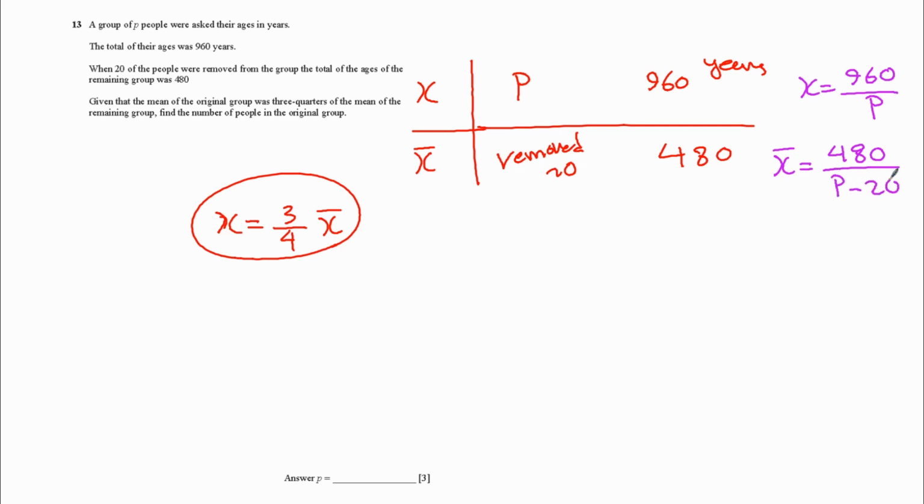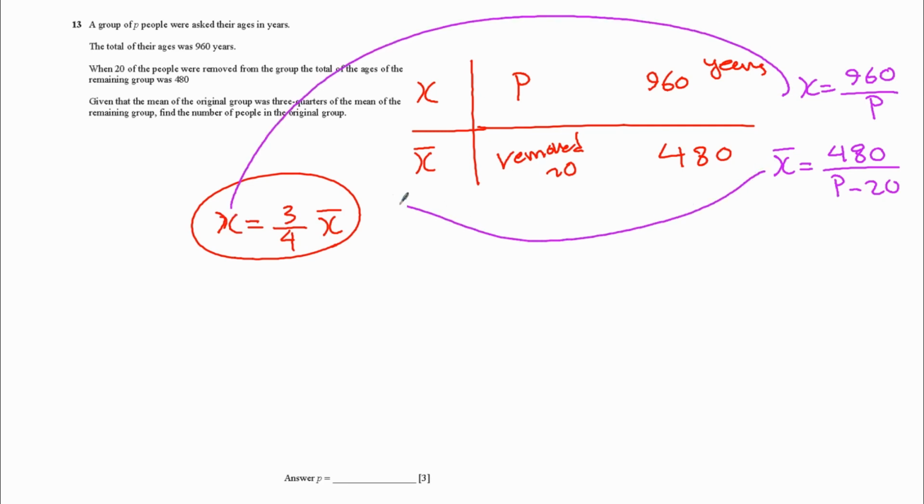All we need to do now is to replace these into this equation here and make an equation where the only unknown is P. So X would be 960 over P equals 3/4 times 480 over P minus 20. So we have made our equation and we have one unknown to solve, and the rest of this question is about solving this equation.